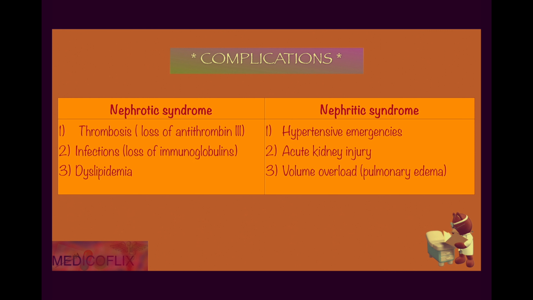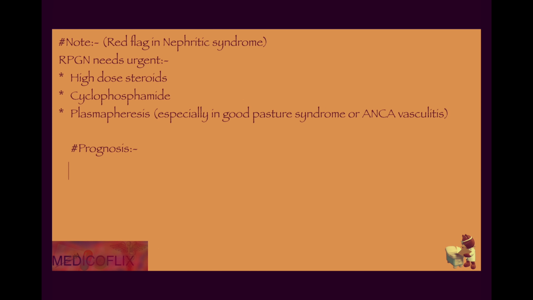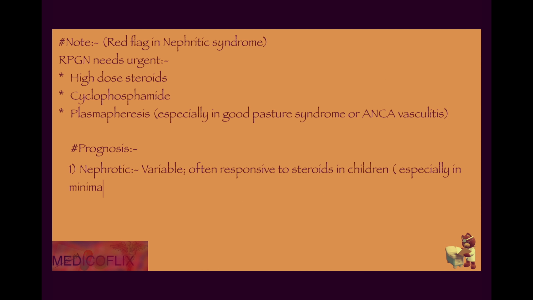Now let's see the complications of nephrotic and nephritic syndrome simultaneously. In nephrotic syndrome, thrombosis due to loss of antithrombin 3 can occur, infections due to loss of immunoglobulins can occur, dyslipidemia can occur, while in nephritic syndrome, hypertensive emergency can occur, acute kidney injury can occur, volume overload causes pulmonary edema can occur. So let's remember those red flags in nephritic syndrome, such as RPGN needs urgent high dose of steroids and cyclophosphamide, and plasmapheresis, especially in Goodpasture syndrome or ANCA vasculitis.